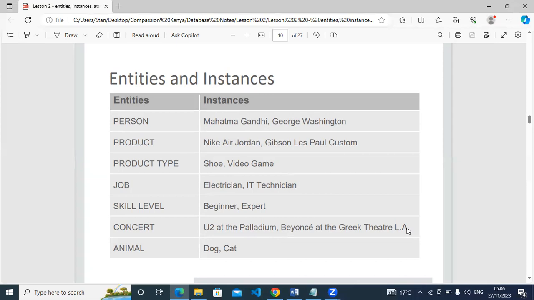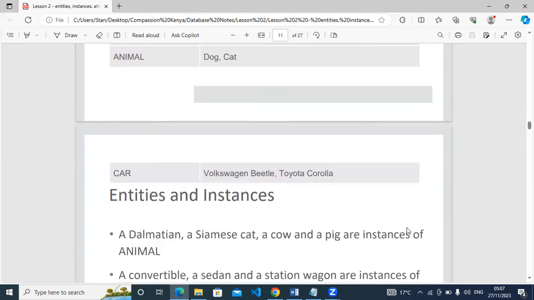We can have an entity like product, and product has instances like Nike, Adidas, etc. We can have an entity like product type, and an instance of a product type can be maybe a shoe or a video game. We can have an entity like a job, and this job can be an electrician or an IT technician. We can have an entity like skill level, with beginners or experts, and an entity like animal, with dogs or cats.